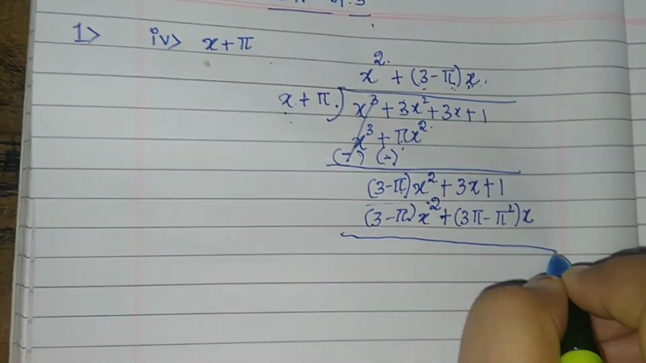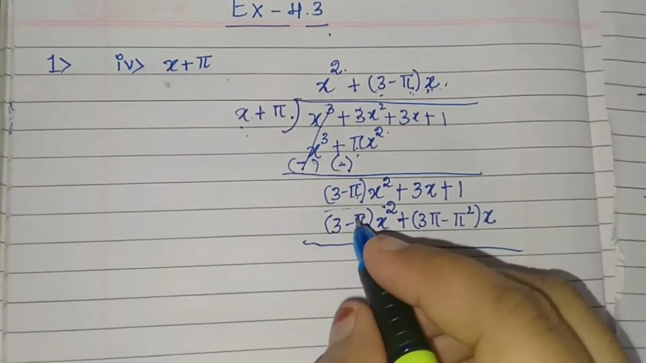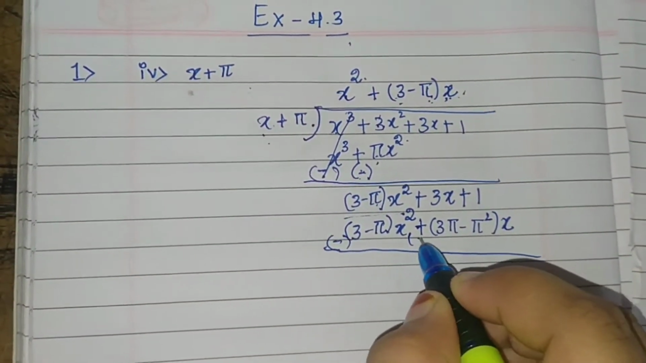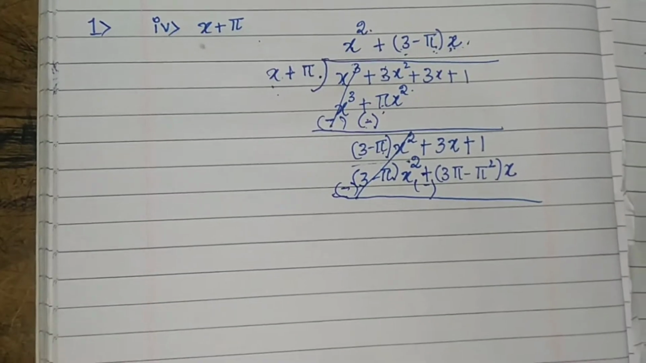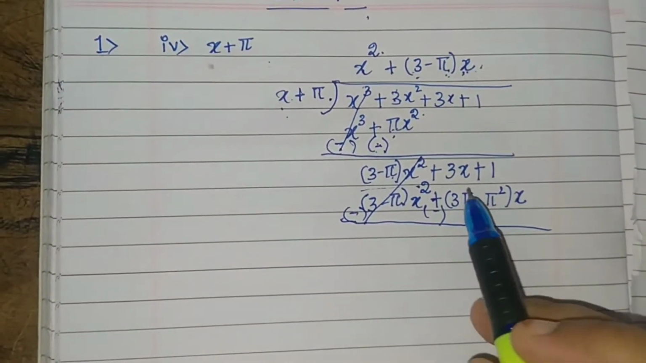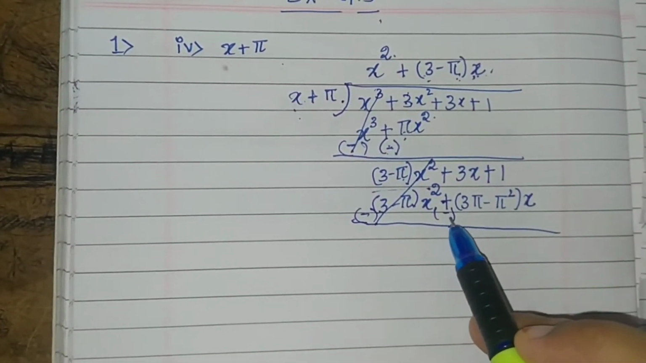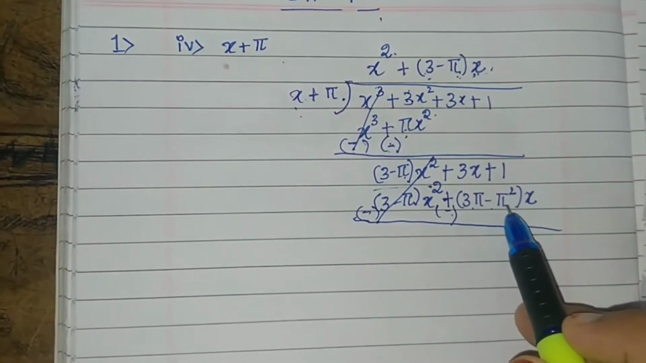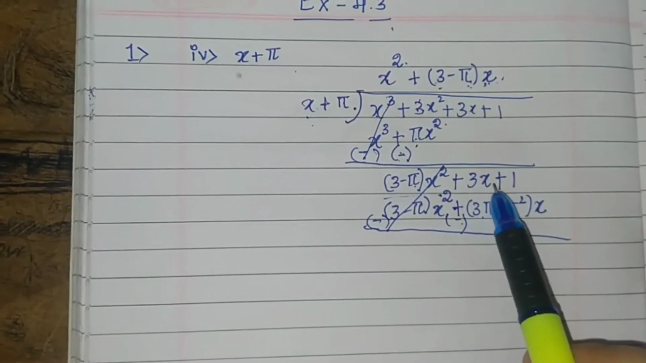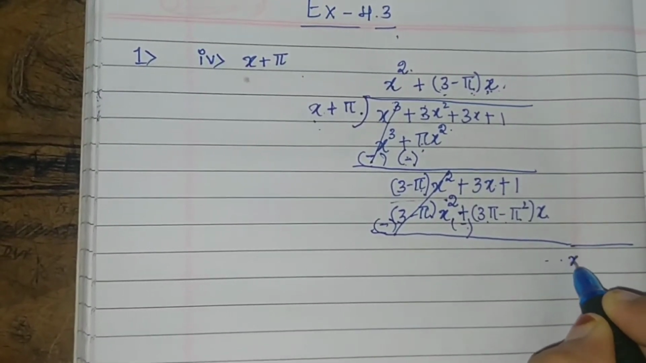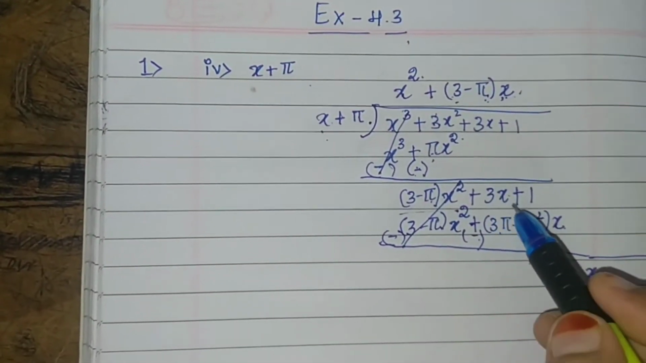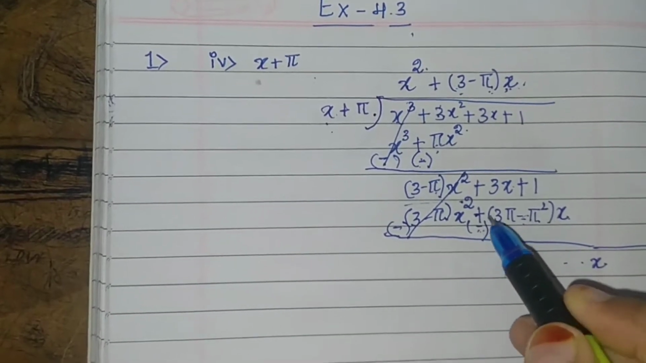So the next step is what? You have to change the sign. So that means, see here, 3 minus pi x square and 3 minus pi x square will get cancelled. So what is remaining here? 3x minus 3 pi minus pi square. So now just see here, x, okay, I'll keep the x as it is. When you open the bracket, what are you going to get over here?